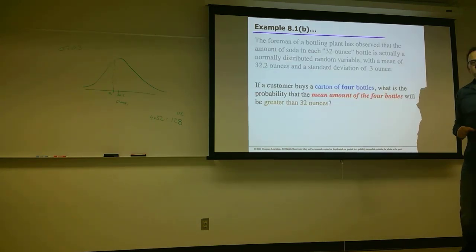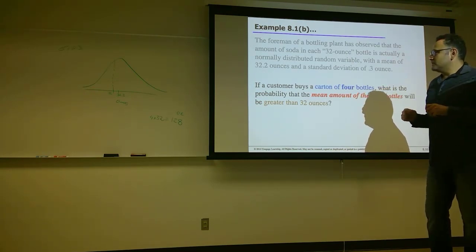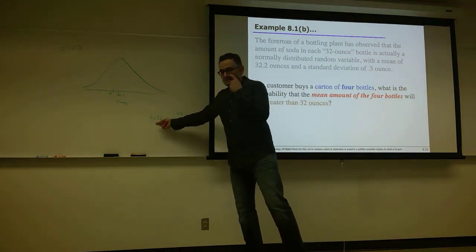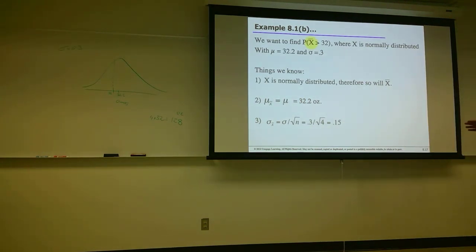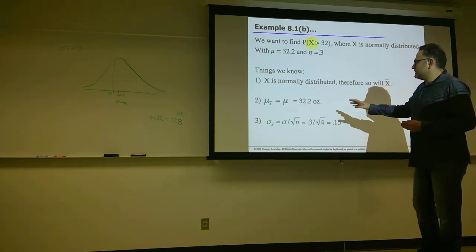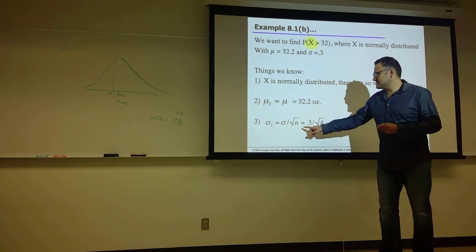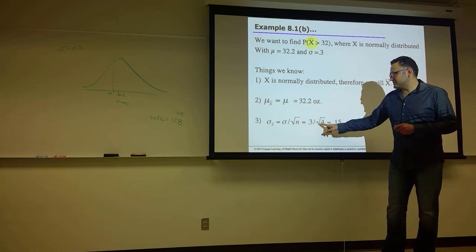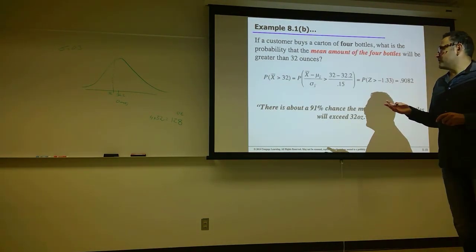This chapter we could also answer the question, hey, what if I take a 4-pack? What is the chance that the average of the 4 bottles is 32 ounces? And for that, essentially we do the same steps. The only difference that we need to take into consideration is that my sigma is now different. It's now the population standard deviation divided by the square root of the sample size. My sample size is 4 because I'm buying 4 bottles.